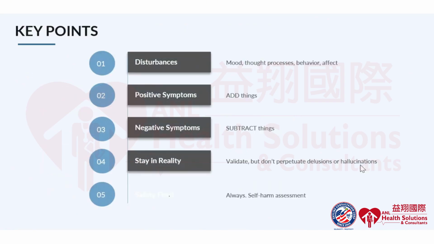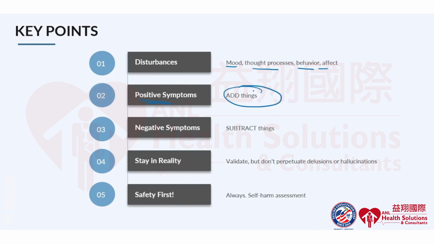So let's recap. Schizophrenia involves disturbances in mood, thought processes, behavior, and affect. They'll have positive symptoms, which add things to their cognition, like hallucinations, delusions, or bizarre behavior. And they'll have some negative symptoms that subtract things like a decreased emotional range or a loss of interest. We always want to stay in reality. We validate what they're feeling, but we don't perpetuate the delusions or the hallucinations. And then we always put safety first, do that self-harm assessment, maintain that calm environment.